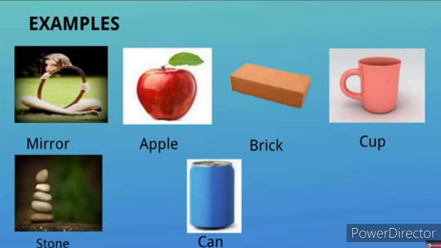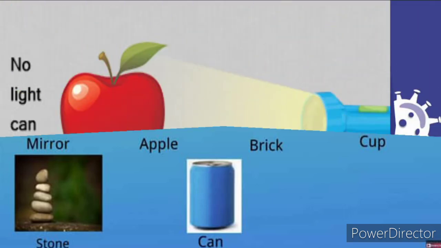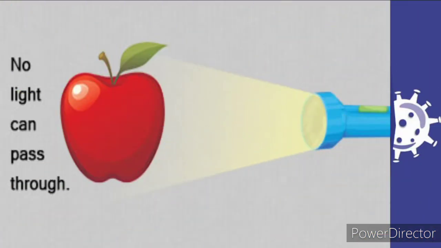Now, let's look at some examples of opaque objects. Mirror, apple, brick, cup, can, stone, all these are opaque objects. Can you see this apple? The apple is what? An opaque object. When you shine a light on an opaque object, no light can pass through. So, opaque objects are objects that do not allow light to pass through them.